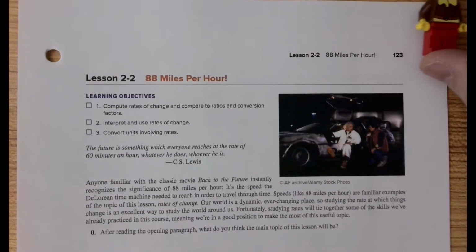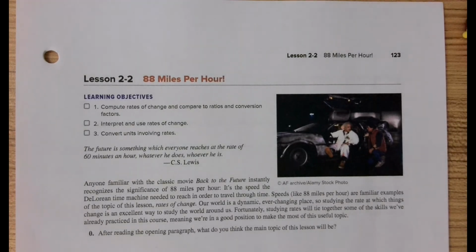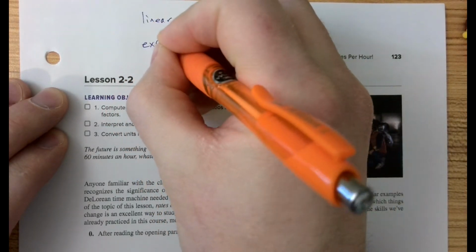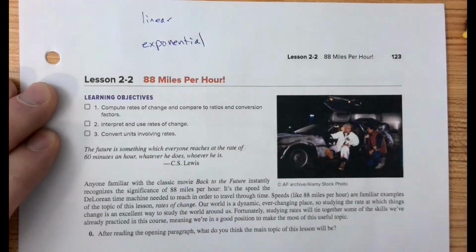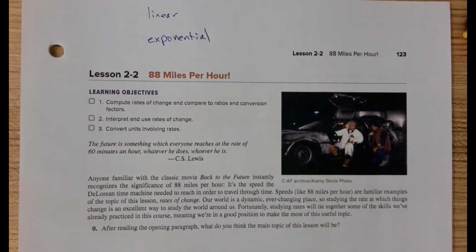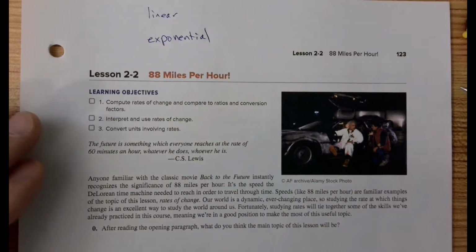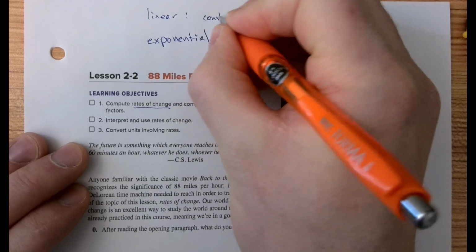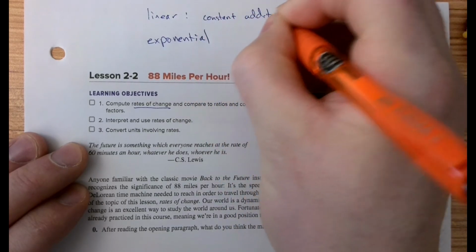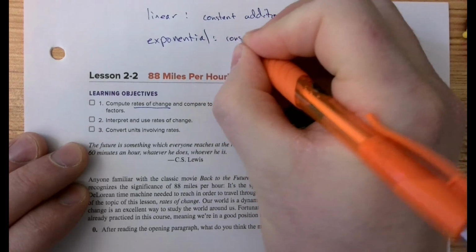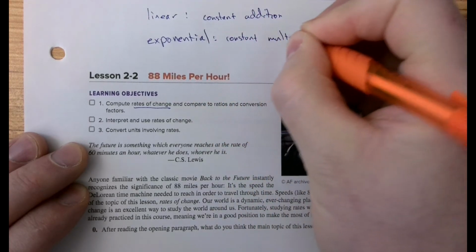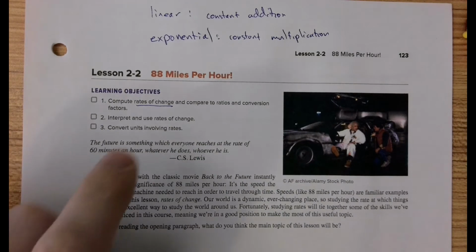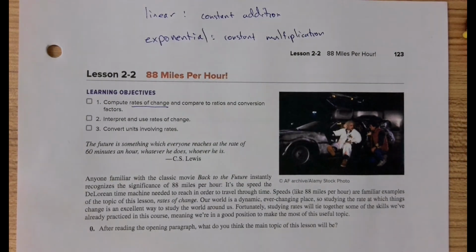So I told you in 2.1 that there were two concepts we're going to look at in this unit: everything linear and everything exponential. Well, not everything, but a really good introduction to those two things. We're going to take a short segue away from that and look at rates of change. Recall that things linear was constant addition, and things exponential was constant multiplication. So we're going to look at what happens when things are constantly added. This is kind of a preview of what's to come with linear equations.